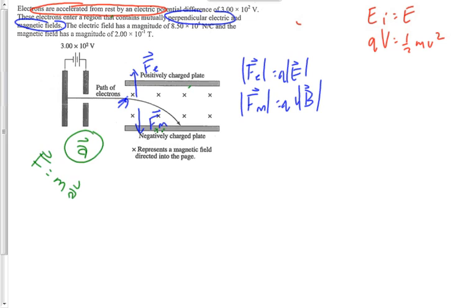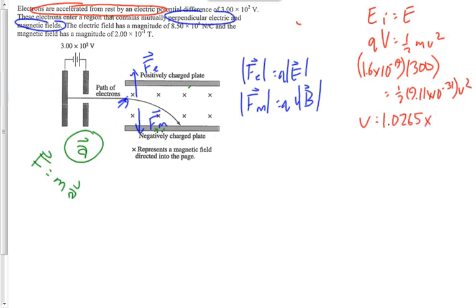It's an electron, so the charge is 1.6 times 10 to the minus 19. The potential difference is 300 volts. Mass of the electron. Solve for V works out to be 1.0265 times 10 to the 7 meters per second, which, hey, right in that range that we expect to get, right? 10 to the 5, 10 to the 6, 10 to the 7 meters per second. All right.